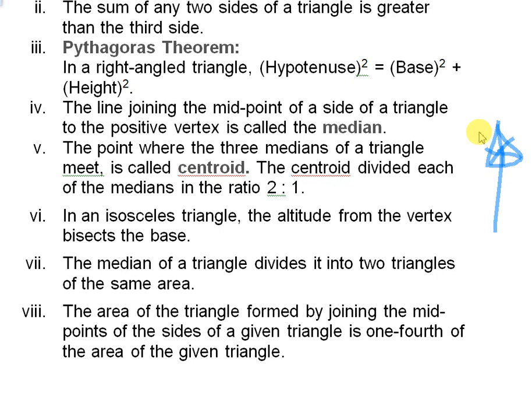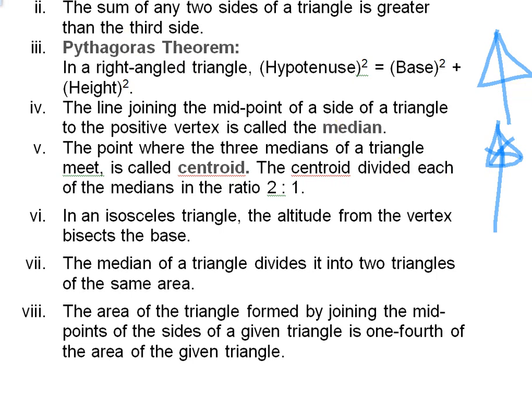In an isosceles triangle, the altitude from the vertex bisects the base. The median of a triangle divides it into two triangles of the same area. Let's say you have a triangle like this, and this is the median, dividing the total triangle into two equal parts. The area of a triangle formed by joining the midpoints of the sides of a given triangle is 1/4 of the given triangle.